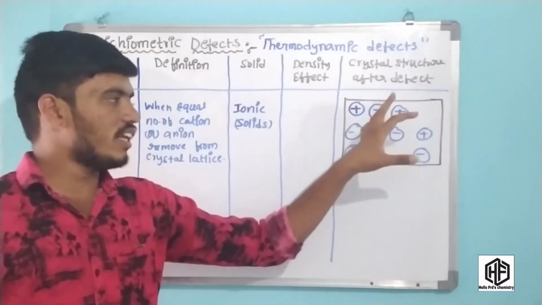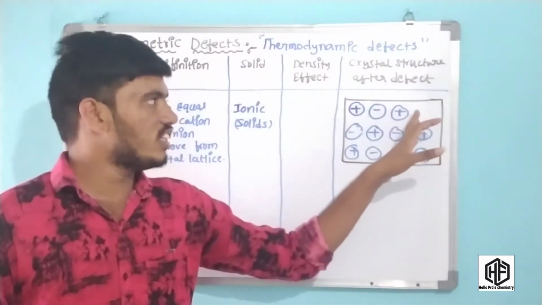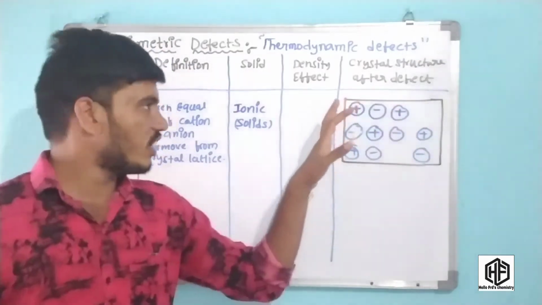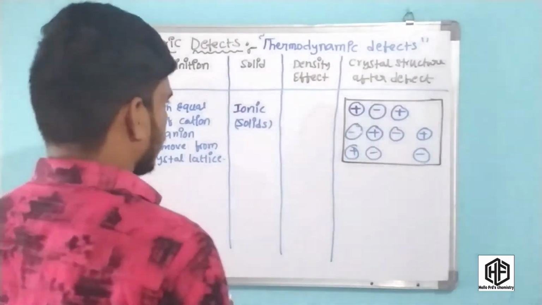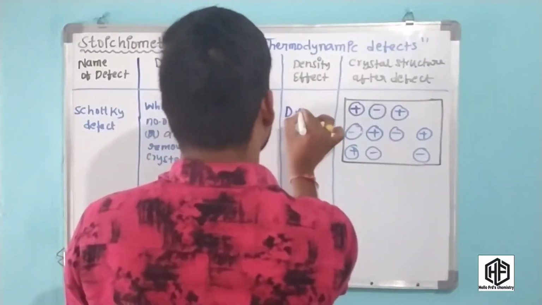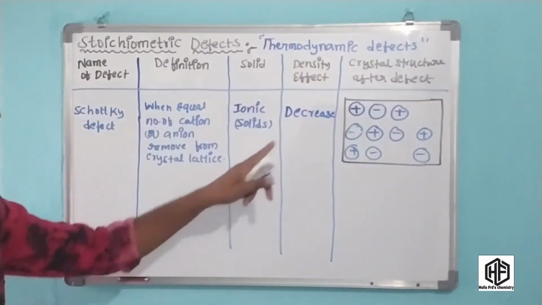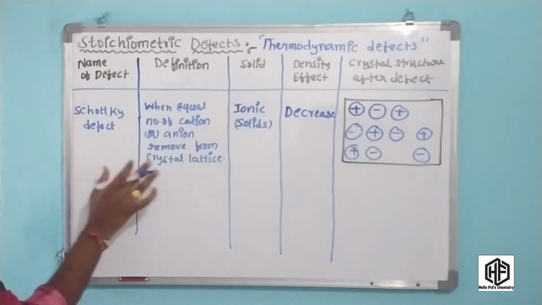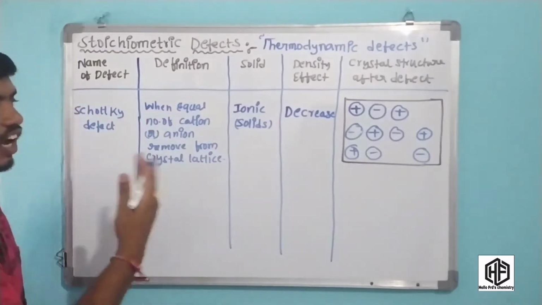Now, what about the density effect? The number of cations and anions in the crystal lattice decreases after the defect, so the density also decreases in the Schottky defect. This is the Schottky defect definition, density effect, and crystal structure after the defect.